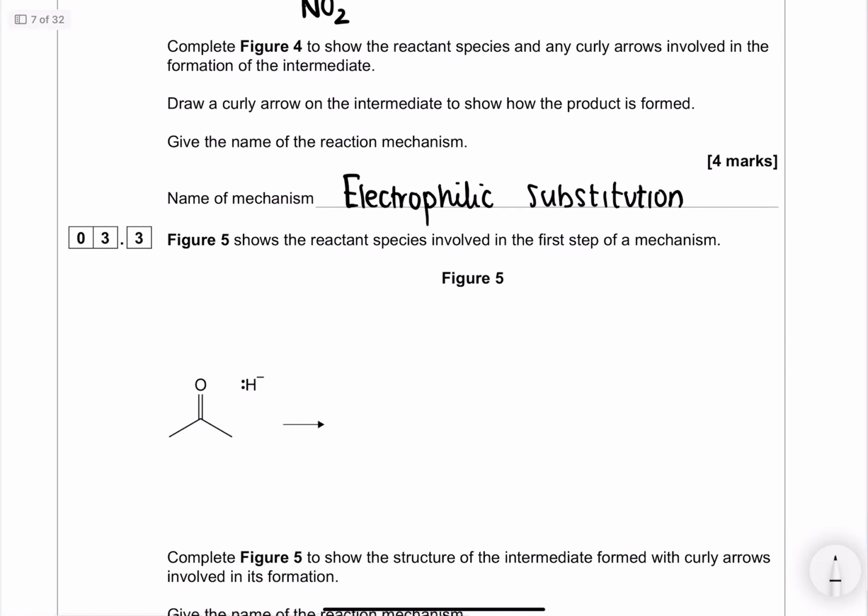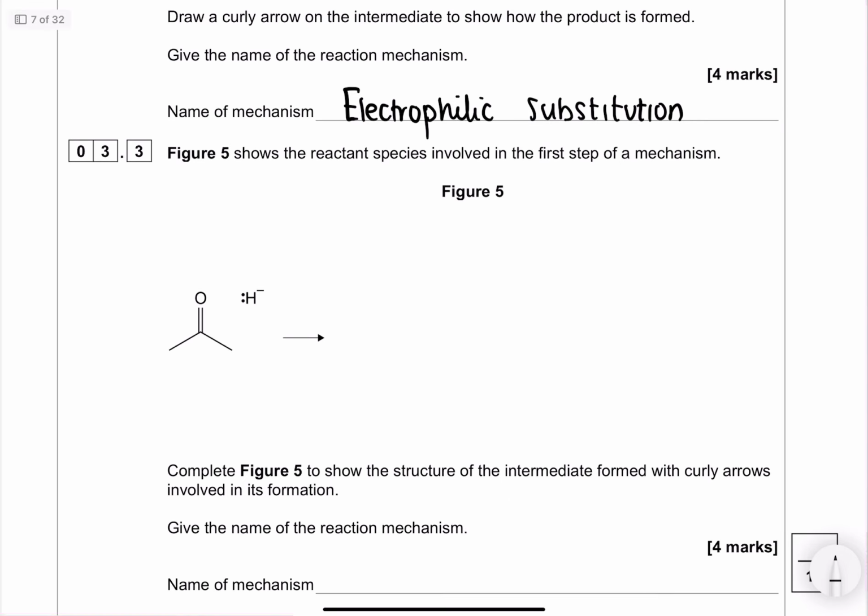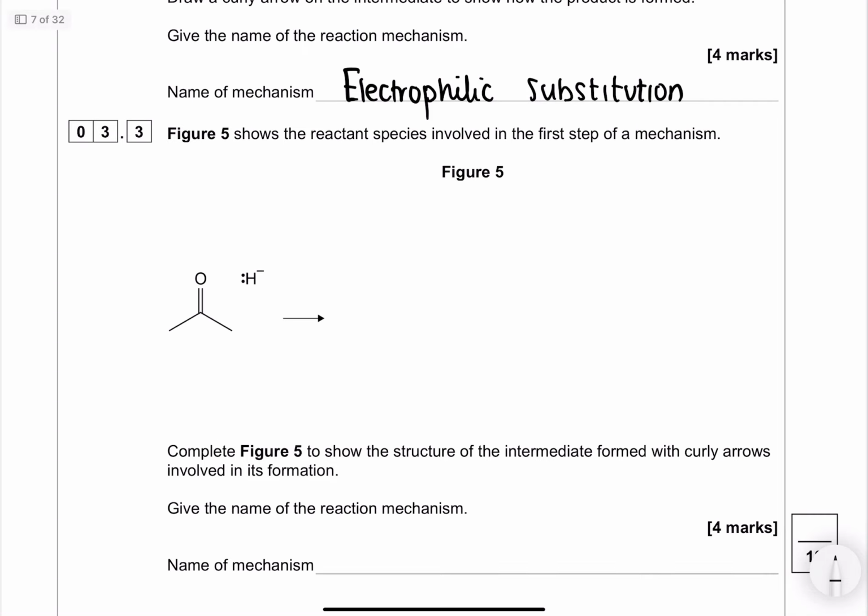Figure 5 shows the reactant species involved in the first step of a mechanism. Complete Figure 5 to show the structure of the intermediate formed with curly arrows involved in its formation. So the hydride ion is going to attack the carbonyl carbon, the delta plus carbon, and open up the double bond because the pi bond is weaker than any of the sigma single bonds. And we end up with an O minus.